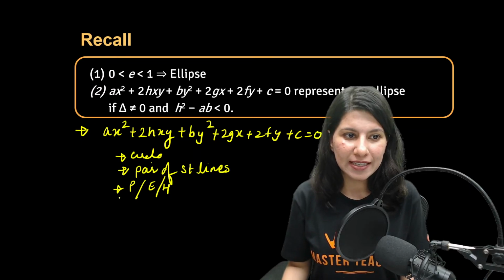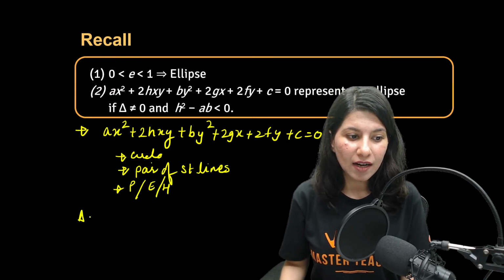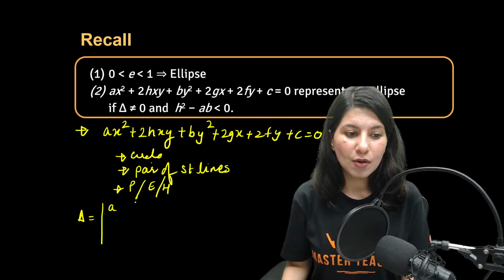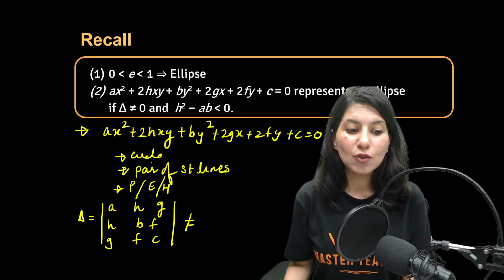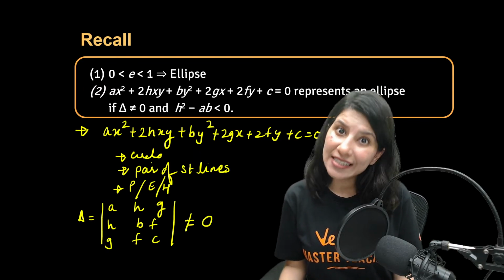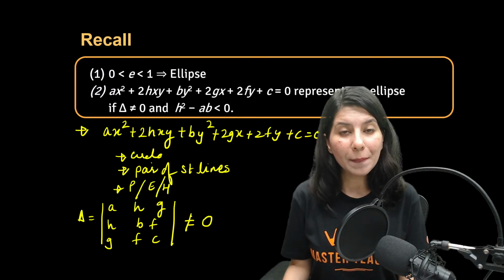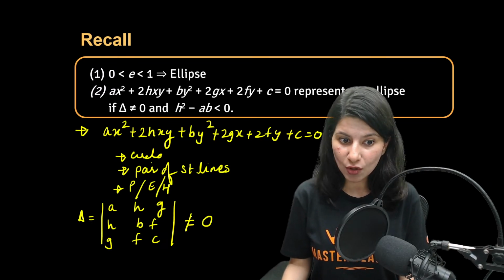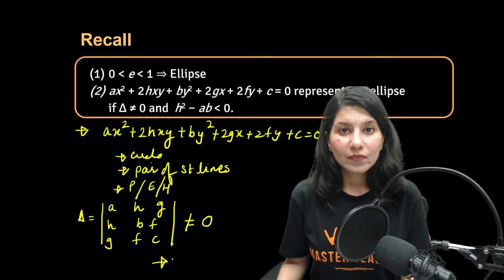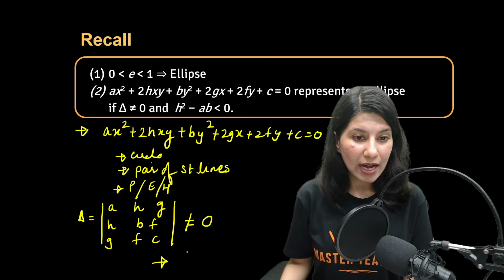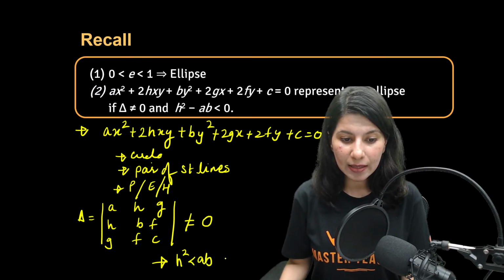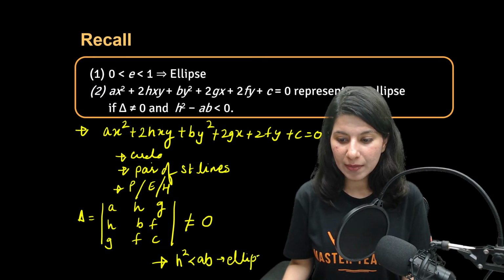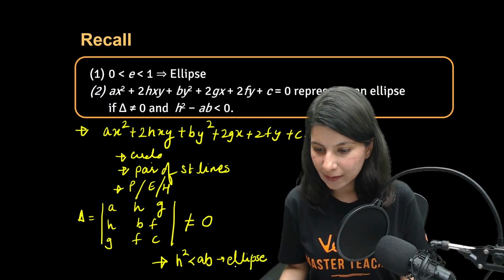So for ellipse, there is a condition that your delta, which is abc plus 2fgh minus af square minus bg square minus ch square, should be not equals to 0, because if it is equal to 0, then it would be a pair of straight lines. Along with that, if it is not 0, then it can be either parabola, ellipse, or hyperbola. Then for ellipse, h square is less than AB. So this will go for ellipse, my dear student. This will go for ellipse. Okay.